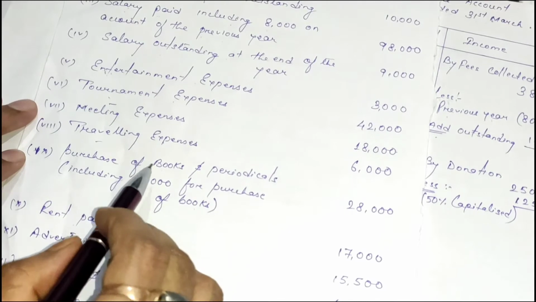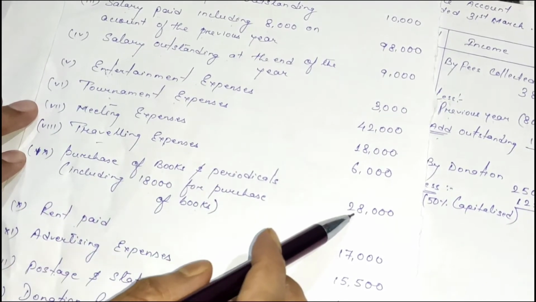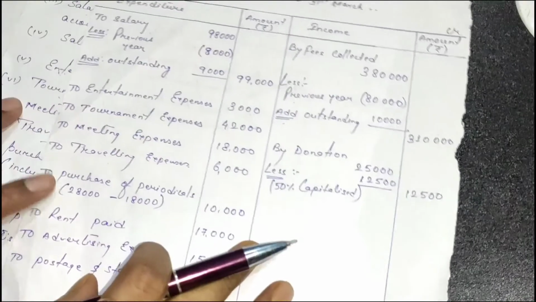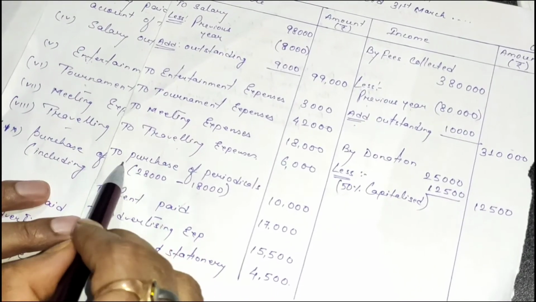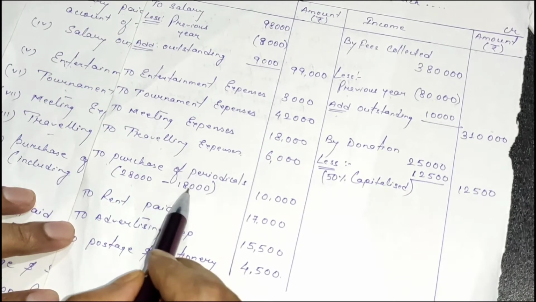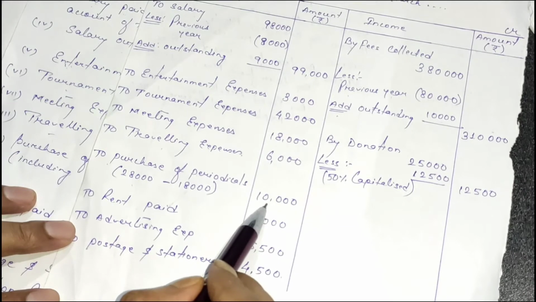I told you clearly that purchase of books will not be included because it is an asset. So from 28,000 we will have to deduct how much? 18,000. So that's what I have done here. You see here, to purchase of periodicals, from 28,000 I have deducted how much? 18,000. This 18,000 belongs to the value of the books, so the balance amount is 10,000.